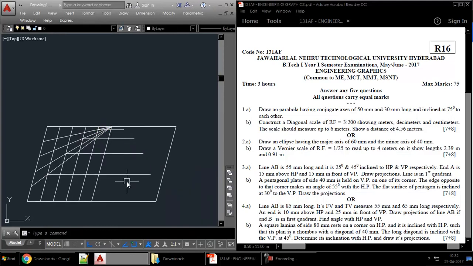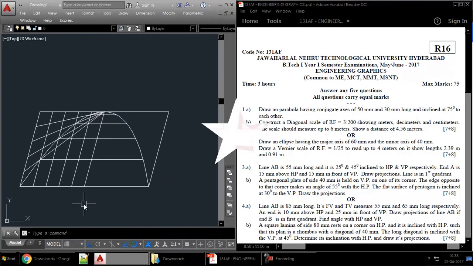So this gives us all the required points which we can join using a smooth, single stroke, thick curve. That's it. That is how we solve the first question.